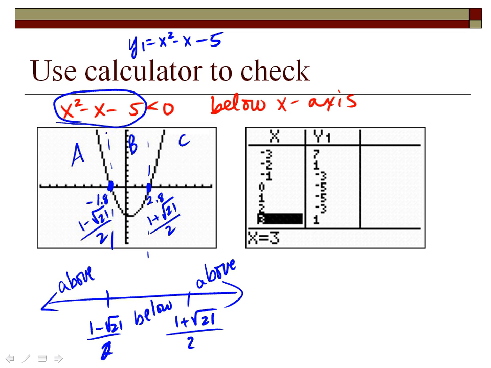Well, I wanted where y was less than 0, or where it is below the x-axis, and that only happens in region B, and the endpoints are not included. Here again, I can look at what I tested. In region A, I tested negative 2. In region B, I tested 0. And in region C, I tested 3. So you're looking, is 1 less than 0? No. Is negative 5 less than 0? Yes. Is 1 less than 0? No. Okay.